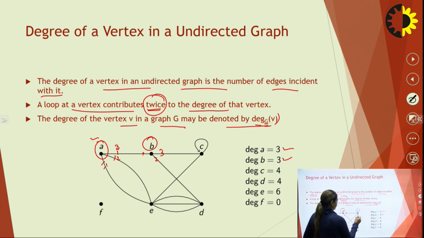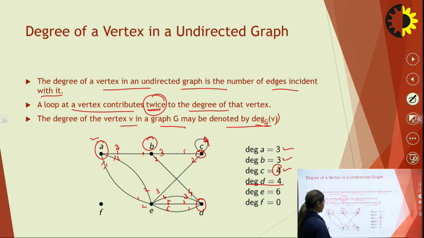Now come to C. C has 1, 2 and this is a loop, so we will count it 2 times. 1, 2, 3, 4. This is degree 4 for C because for a loop we have to count twice. Now we go to D. D is also having 1, 2, 3 and 4 edges connected to it, so the degree of D is 4. Now we come to E. E is having 1, 2, 3, 4, 5 and 6 edges connected to it, so the degree of E is 6.